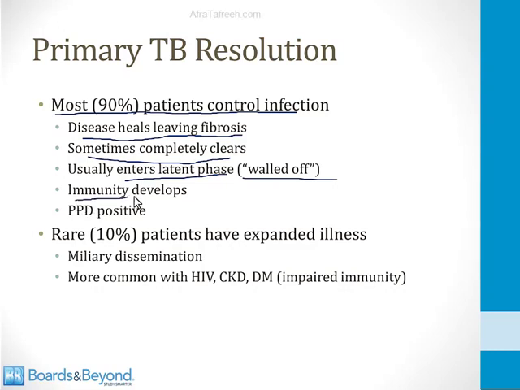When this happens, immunity develops, and a test called the PPD, which we'll talk about in a few slides, will be positive. Rarely, a small minority of patients go on to have expanded illness. And when you have expanded illness beyond the lungs, this is called miliary dissemination. And this occurs most commonly in patients who have other reasons to be immune compromised, like HIV patients or patients with chronic kidney disease or diabetes.